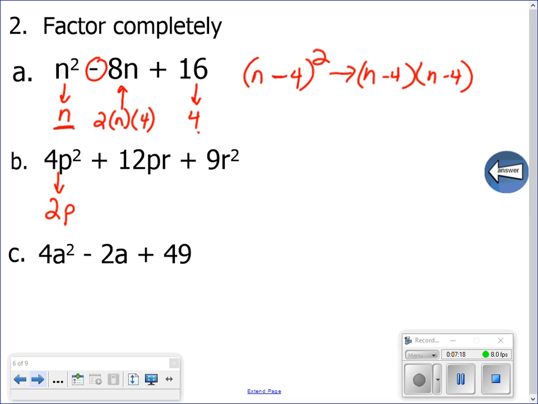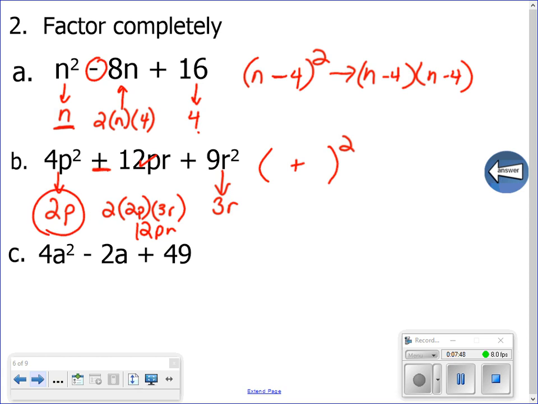So again, doing the same thing with b. The square root of the first term is 2p. The square root of the last term is 3r. And then, again, twice the first term and the last term should give me 12pr. Well, 2 times 2p is 4p, and 4p times 3r is 12pr. So we know that we're good here. So I know that this is going to be written as a binomial square, because this term is adding. Addition needs to go on the front. And then the square root of my first term goes here, the square root of my last term goes here, and so we have 2p plus 3r squared.